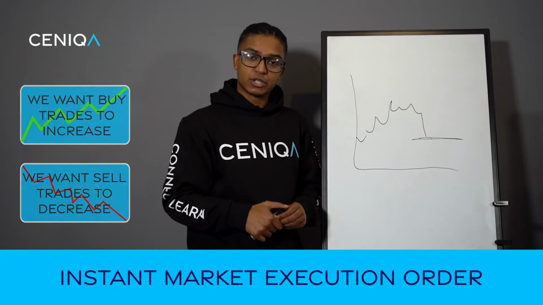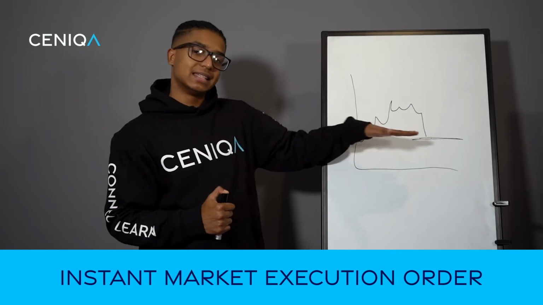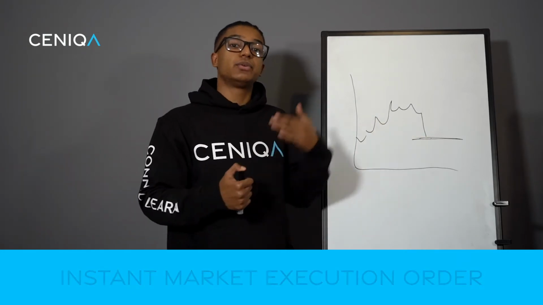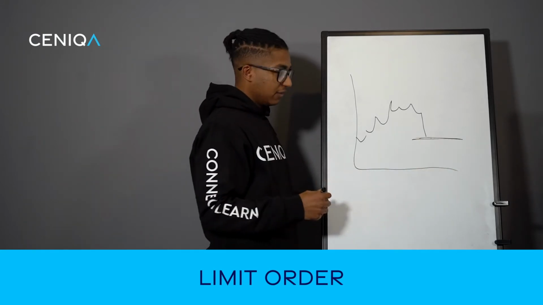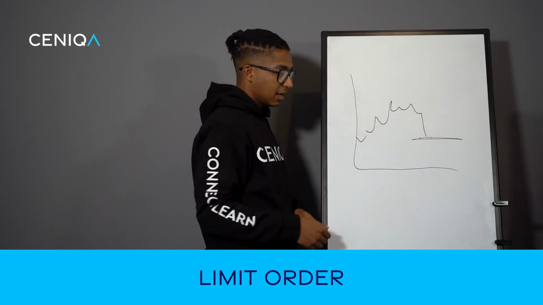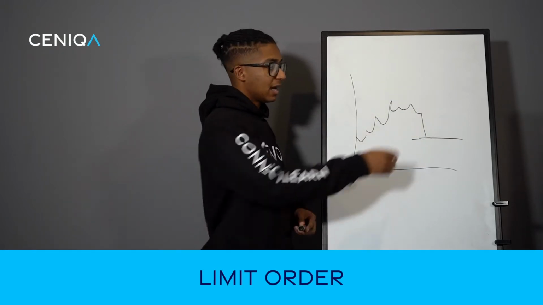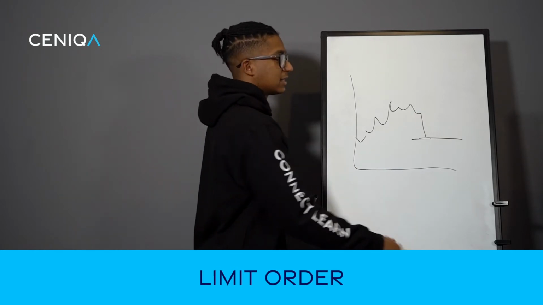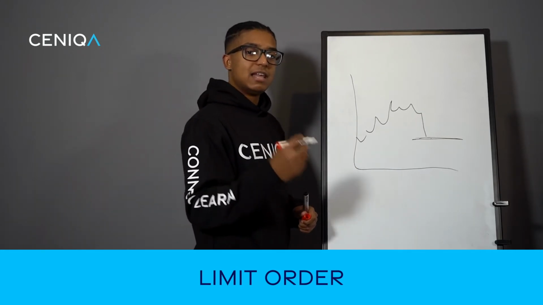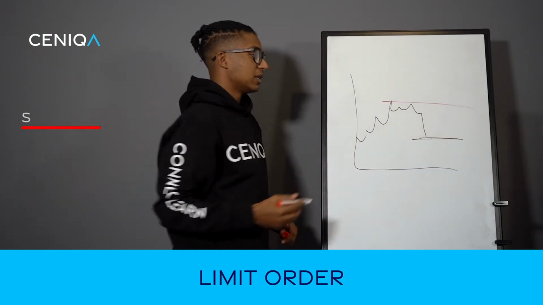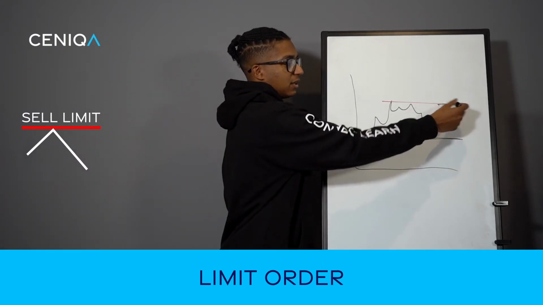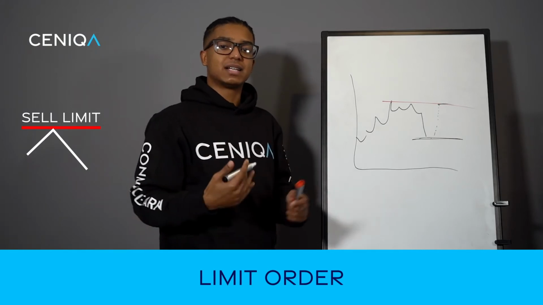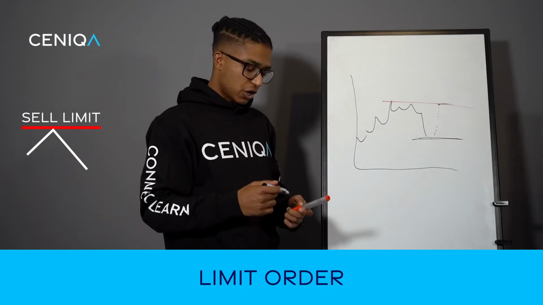Now there are other types of orders where instead of getting in at the instant price, you can get in at a future price. This is known as a limit order. For example, if the market price was so, and we believe that the market is going to go to the upside, however, we wanted to do a sell trade at a higher price, we could put in a sell limit. So you can put in a sell limit, and when the market reaches that price, you're going to enter into a sell trade automatically without you having to be there on the chart.